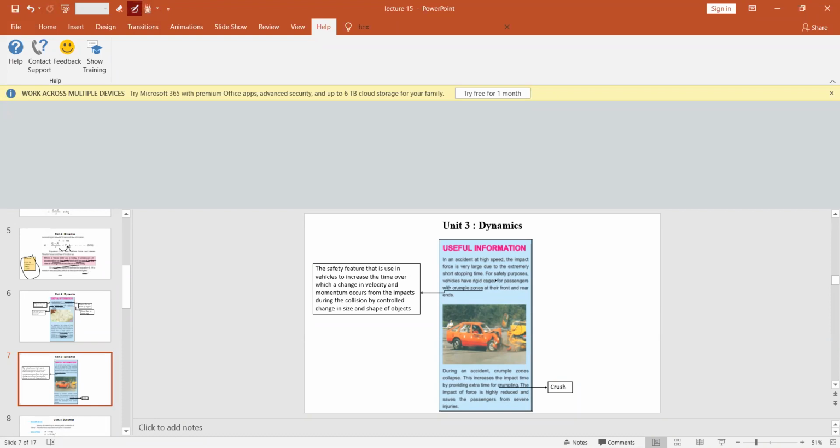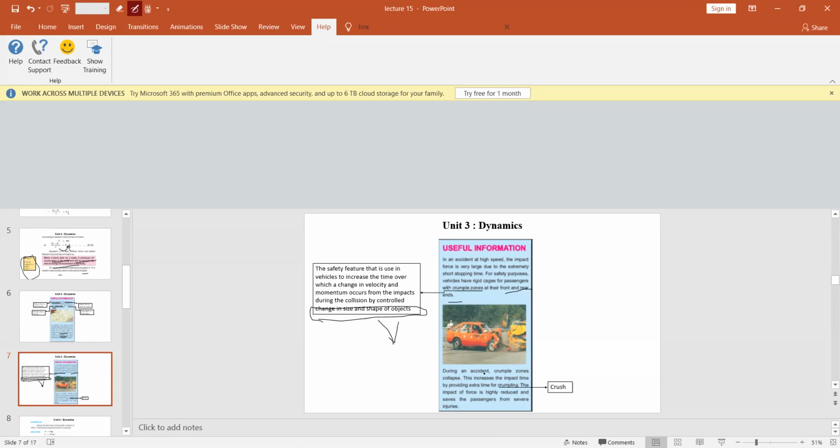Front and rear ends mean the front side of the car and the back side of the car. There are some crumple zones, right? Crumple zones are basically the safety features used in the vehicle to increase the time over which the rate of change of velocity and the momentum impact will be less, and the force that is applied is also less. It means the change in size and shape of the object can be controlled. It can be less because of these crumple zones.